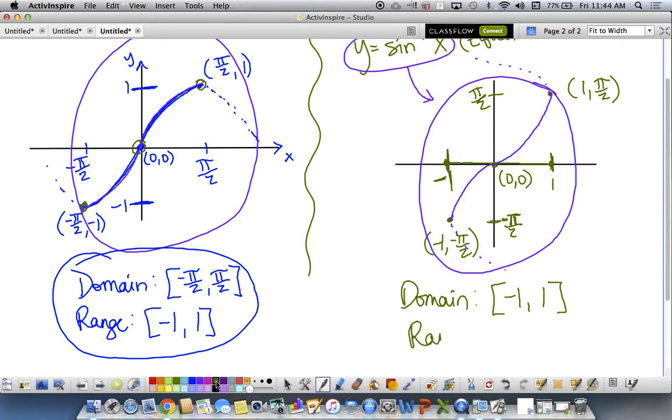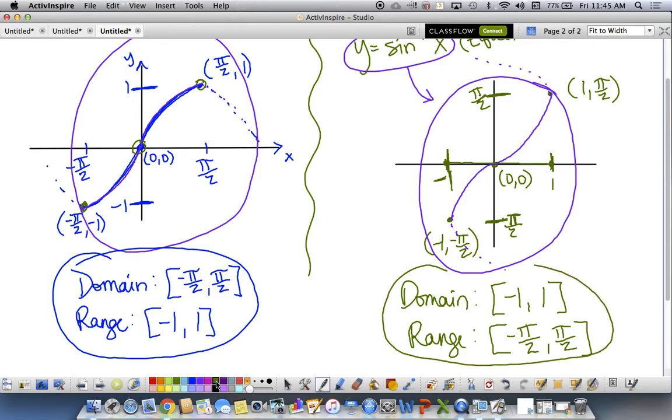And the range, what did we go up to? What did we go down to? Where did we start? Where did we end? Your y values. That's right, negative pi over 2 to pi over 2. Okay? This is going to change for the sine function.